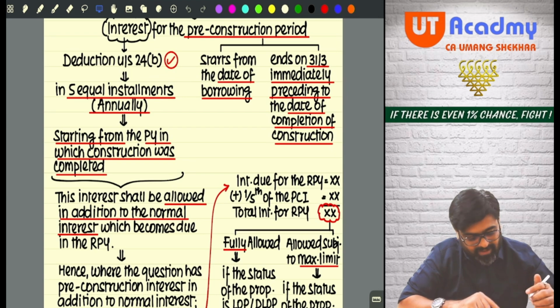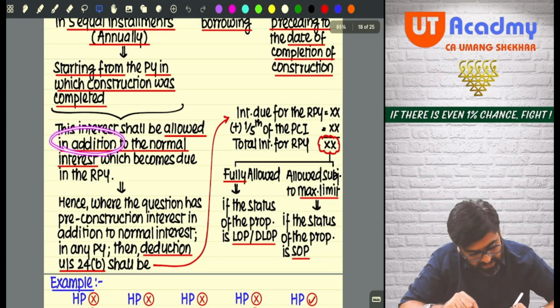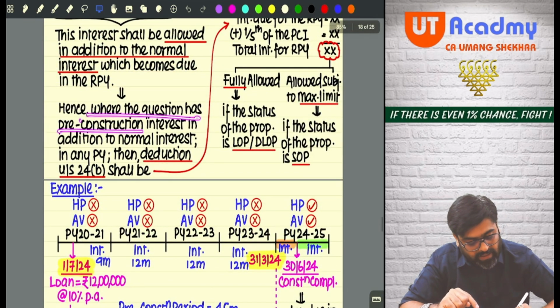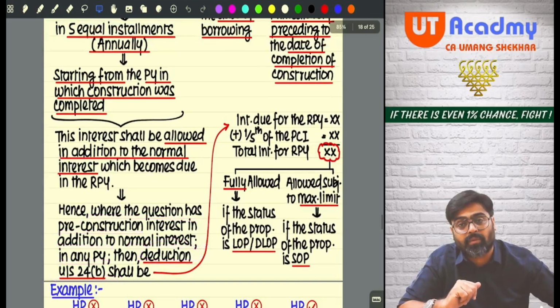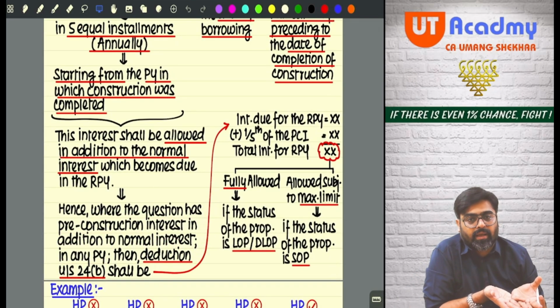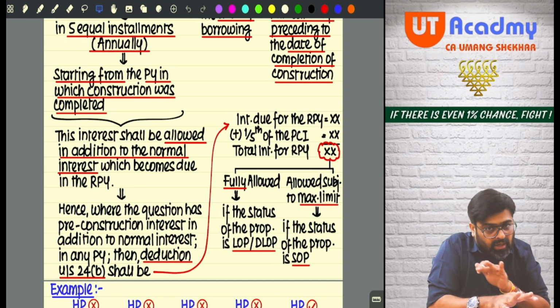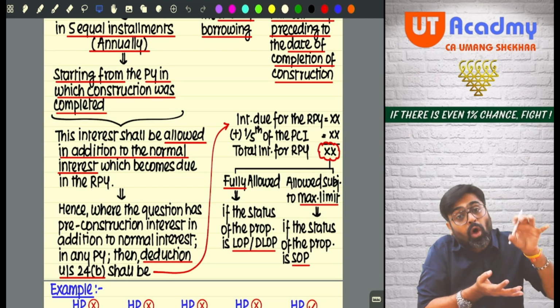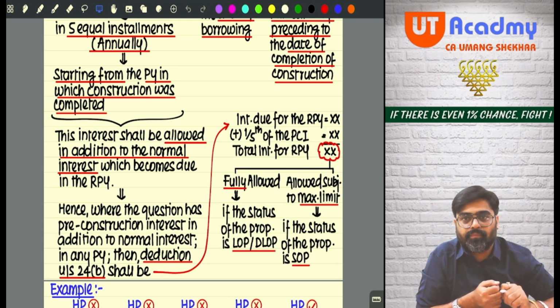Got it? So this interest shall be allowed in addition to the normal interest which becomes due in the relevant previous year. Hence, where the question has pre-construction interest in addition to normal interest in any previous year, the deduction under 24B shall be calculated in what manner? You are supposed to claim in the current previous year. Check whether there is any loan outstanding in this year. Yes. So if loan is outstanding, normal interest will become due in this year.